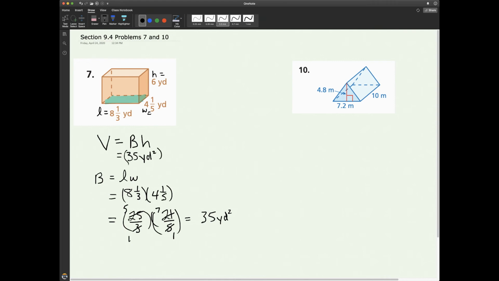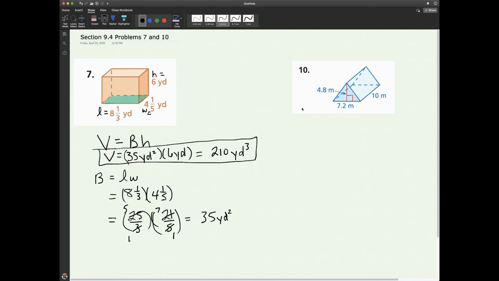And then the height of my rectangular prism is 6 yards. I can go ahead and put those numbers in my calculator. 35 times 6 is 210 yards cubed. Remember, volume is always cubed. I don't want to put that V there. Volume is always cubed. All right, so there is the solution to problem 7.